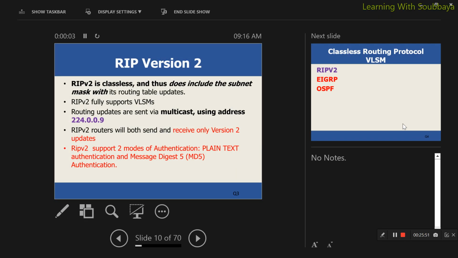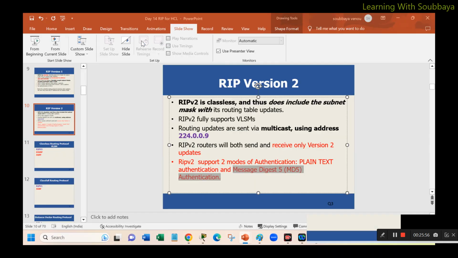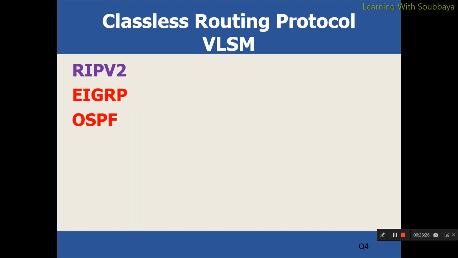RIP version 1 does not support VLSM and route summarization, but RIP version 2 supports VLSM and route summarization. VLSM is variable length subnet mask, where the subnet mask varies across multiple networks based on the requirement. Summarization means combining many networks into a single network. That can be supported in version 2, but it will not be supported in version 1. So these are the characteristics of the versions.